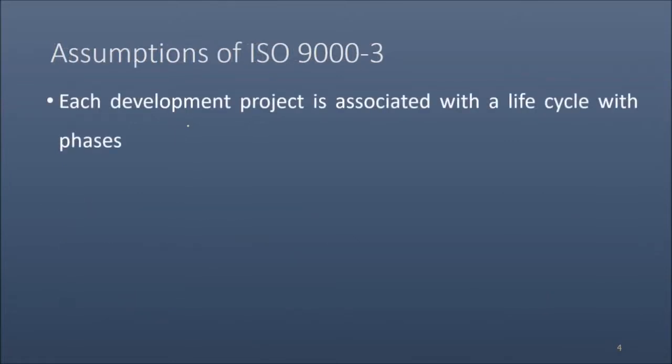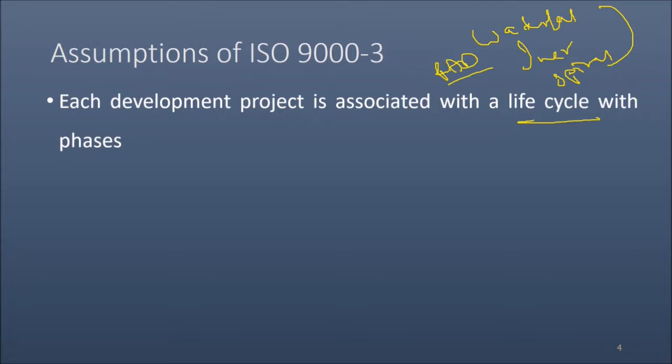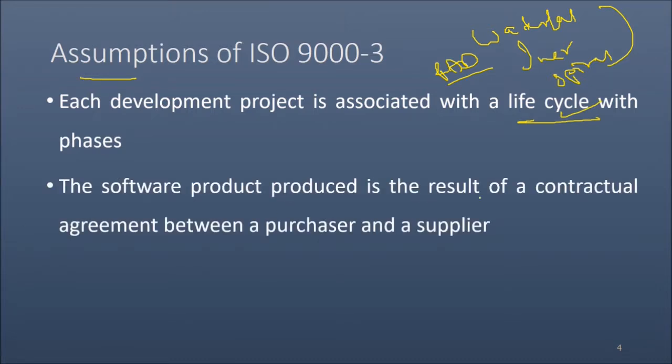Assumptions of ISO 9003: each development project is associated with a certain life cycle with phases, waterfall, incremental, spiral, RAD. All these are the known life cycle models. So the assumption is that you are associated with a certain life cycle with phases. The software product produced is the result of a contractual agreement between the purchaser and the supplier. You must be remembering the SRS.